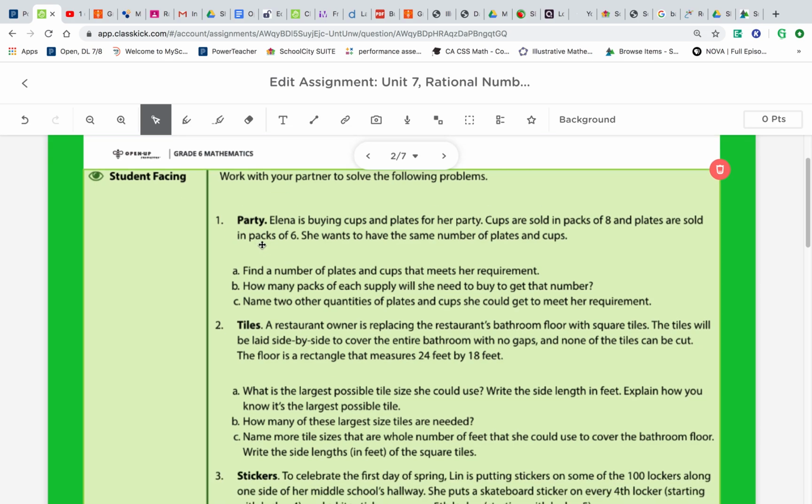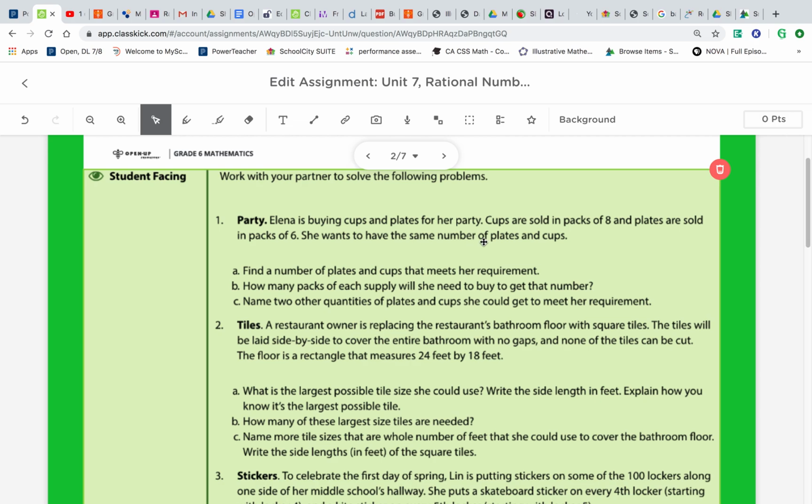So, in one case, we have a party. Elena is buying cups and plates for her party. Cups are sold in packs of 8, and plates are sold in packs of 6. But she wants to have the same number of plates and cups, right? So if she just buys one pack of each, well, that's not the same number, right? So she's going to have to move up. She's going to maybe try to buy 2 packs or maybe 3 packs, and we have the same number.